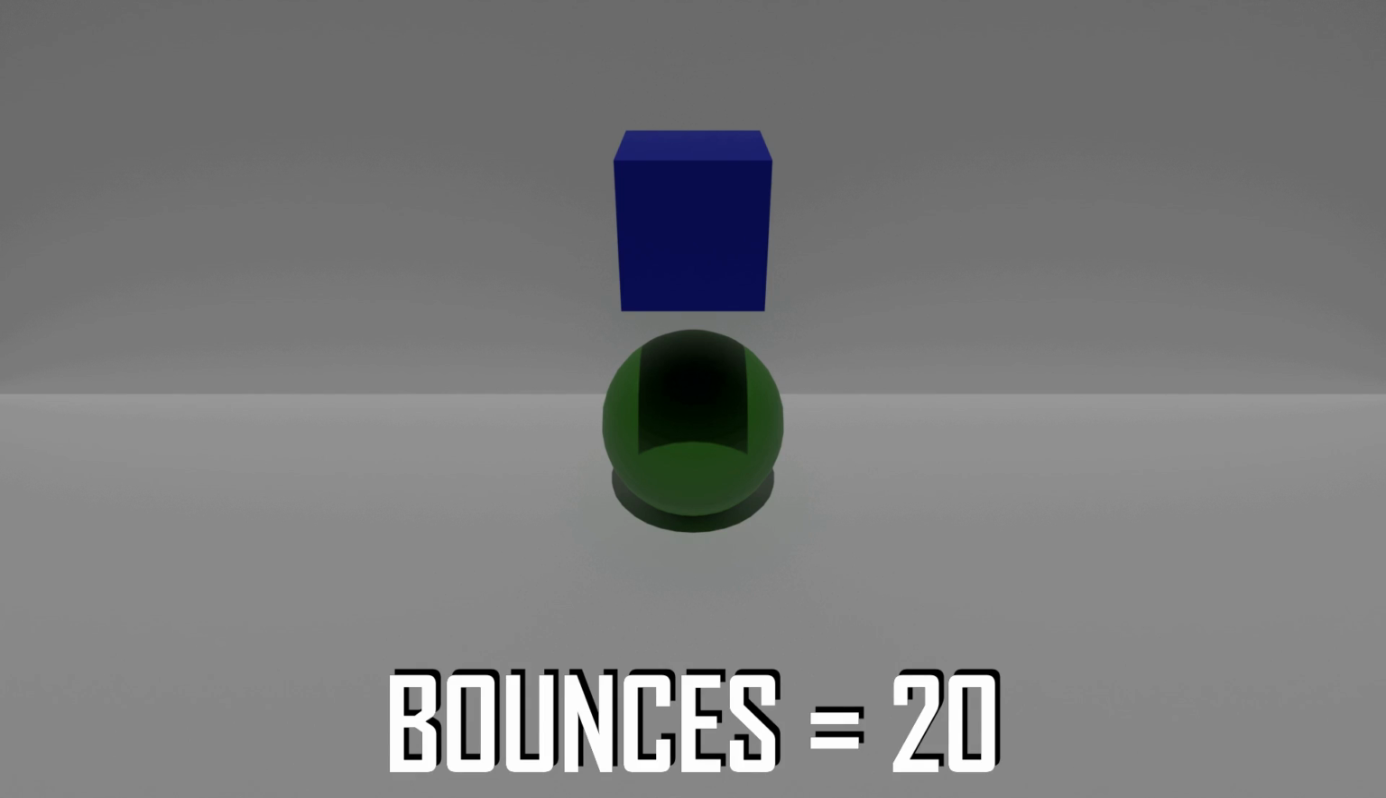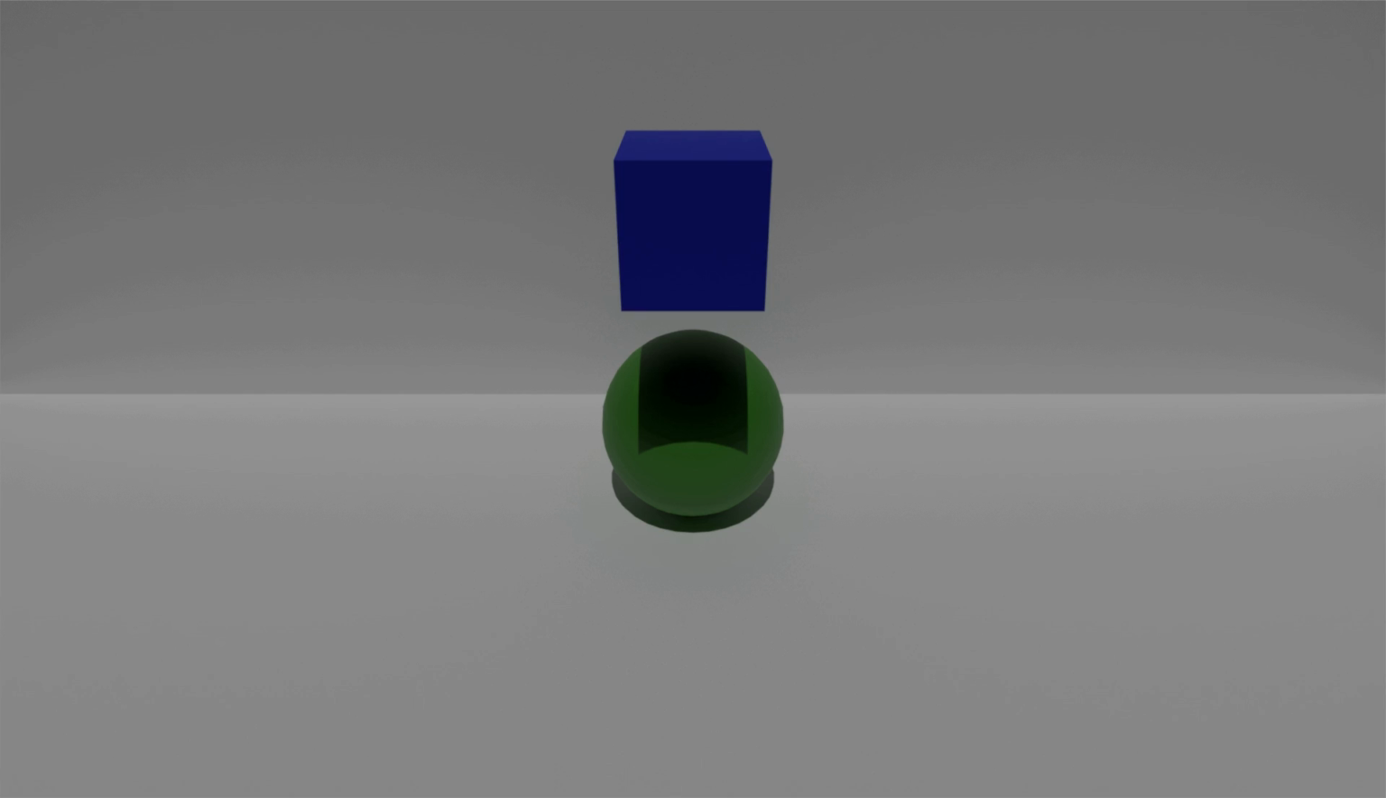As we increase the number of bounces of light, the results are more realistic, with part of the light reflecting off the ground towards the bottom of the sphere, and, in turn, part of the light that hits the sphere projecting toward the ground.